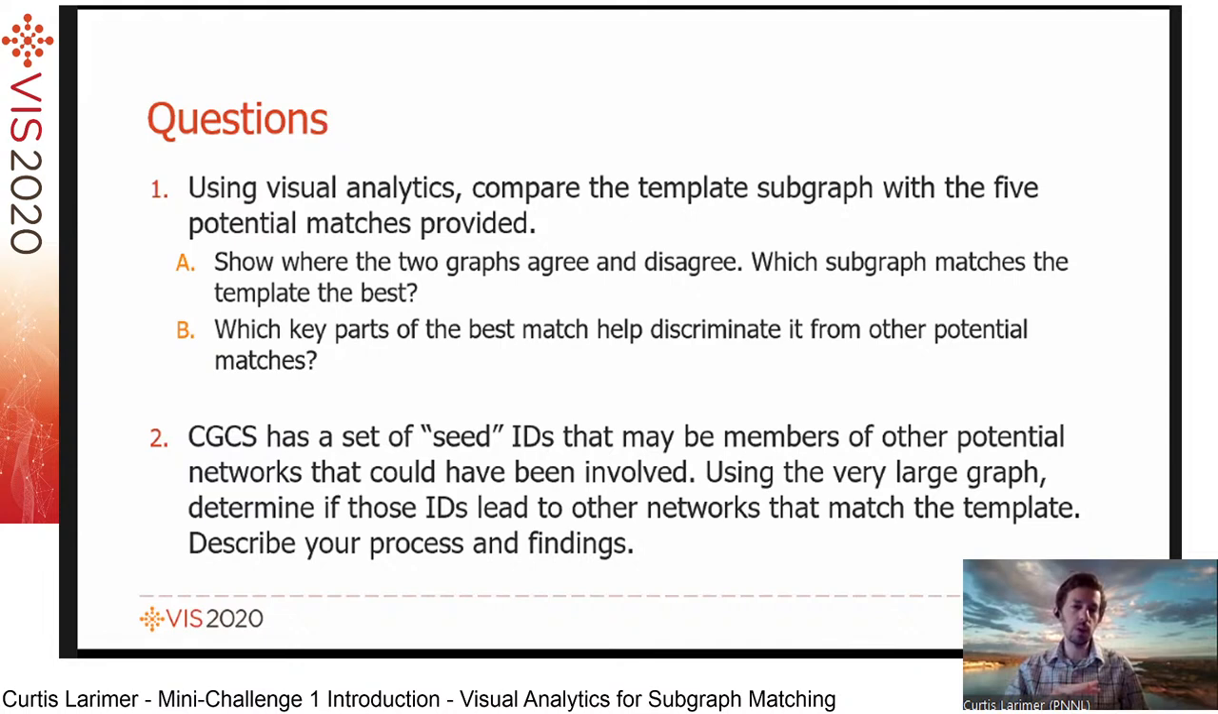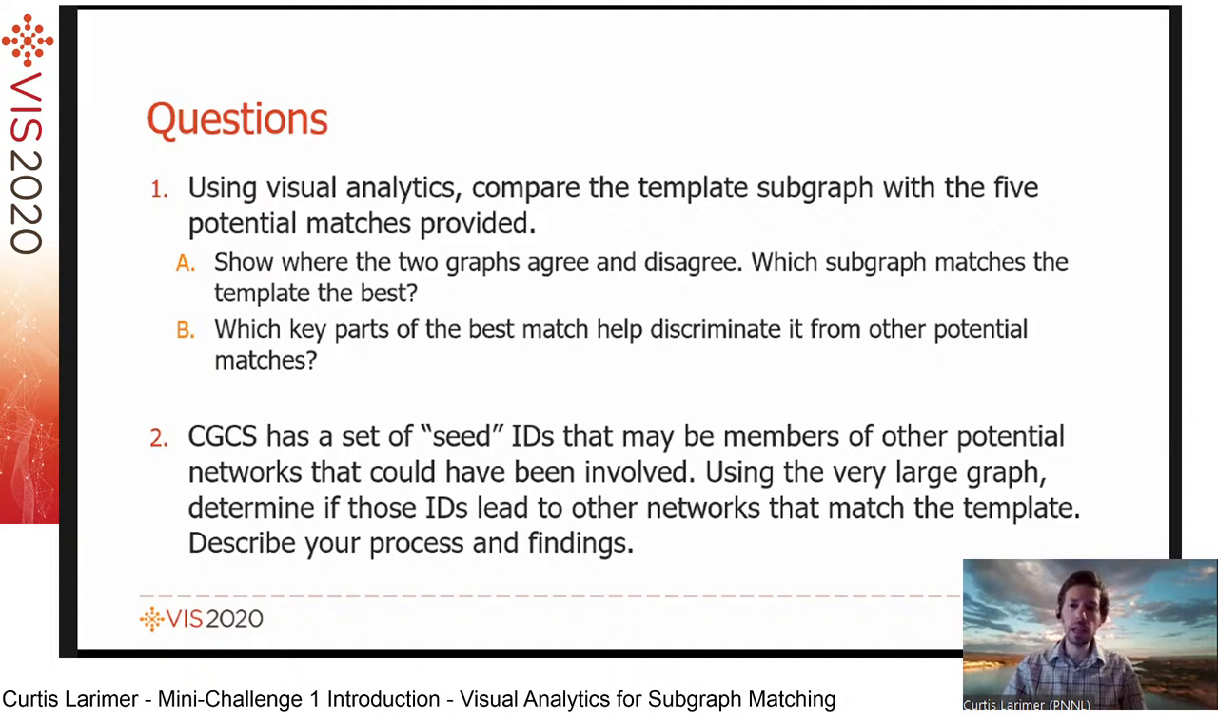Three of those near matches were used in this first question. And so we provided three matches as well as two additional ones. And our question was to show where the template and those five graphs agreed and where they disagreed, parts where they matched and parts where they did not. And to identify which key parts would help discriminate it from other potential matches.